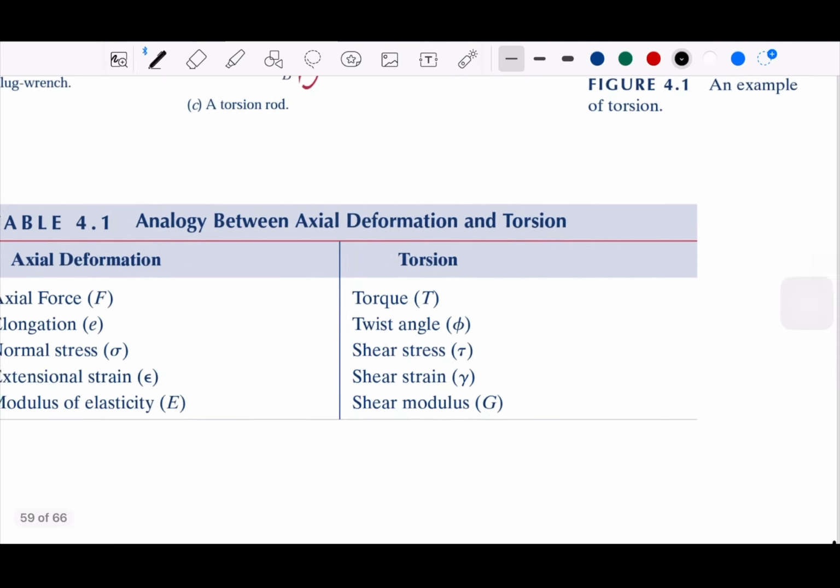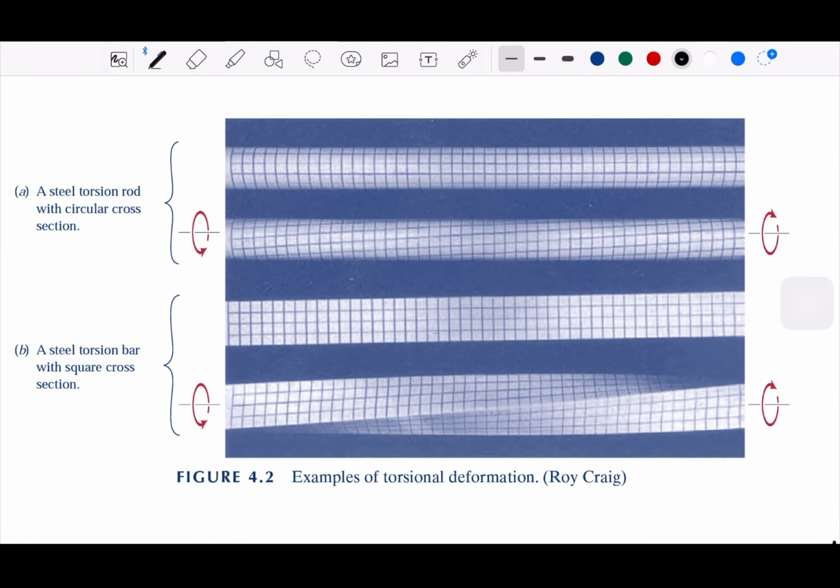Now, let's look at the examples. There are two pictures actually, a rod and a bar. The first one is the rod. You will see it's similar to what we have done with my rod here, right? And the second picture is a bar, and you will see that it's going to be twisted here. This is the side of the bar. So that's the example of torsional deformations.